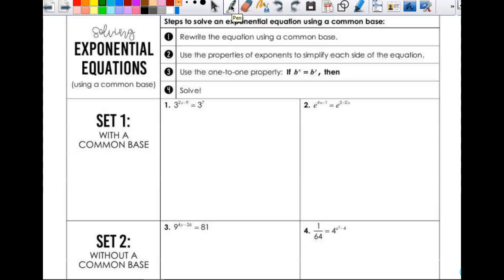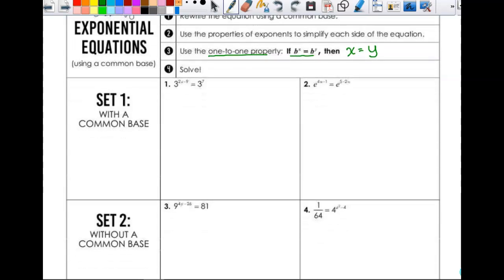Then we use the properties of exponents to simplify each side. Then we use the one-to-one property. So here's what the one-to-one property says. One-to-one property says if b to the x equals b to the y, then x equals y. Hopefully that should make sense. And then we solve. Okay? And we've already pretty much gotten common bases when we were rewriting some things, so this won't be that much of a stretch from what we've been doing.